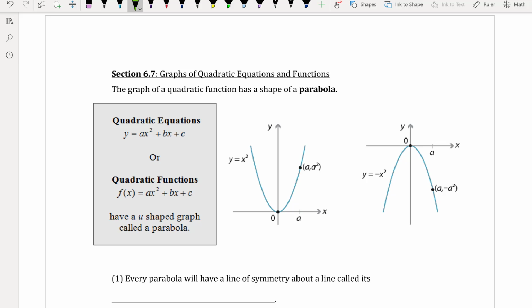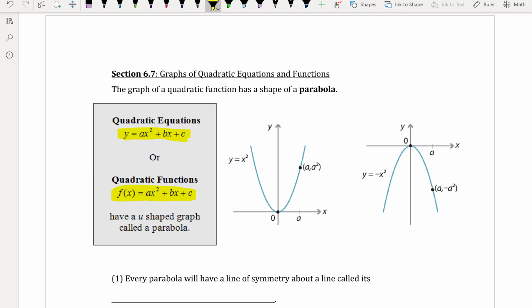We're going to pick up on Section 6.7, which is graphs of quadratic equations and functions. So we're going to be looking at parabolas. That's a quadratic function or an equation. It's degree 2. So we know that the quadratic equation can be written as y is equal to ax squared plus bx plus c, or in function notation, we just change the y to f of x. But really, we just want to pay attention to the exponent. The exponent is 2, so any quadratic is degree 2, okay?